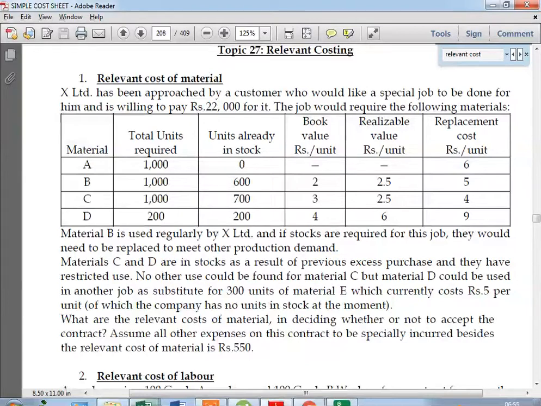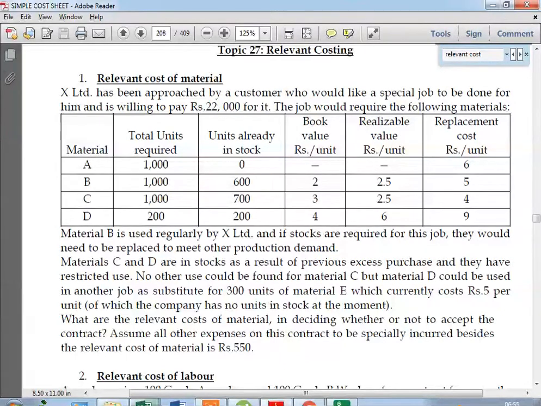Material A, in stock, out of stock. First question is whether it is in stock or out of stock. Out of stock. Simple. Relevant cost is replacement cost or current purchase price. They can use any of the names. So 1000 into 6 is going to become relevant. Leave some 10 lines, come down, notes.